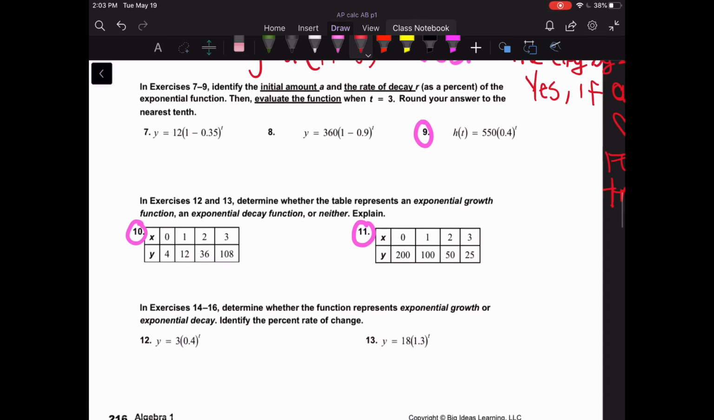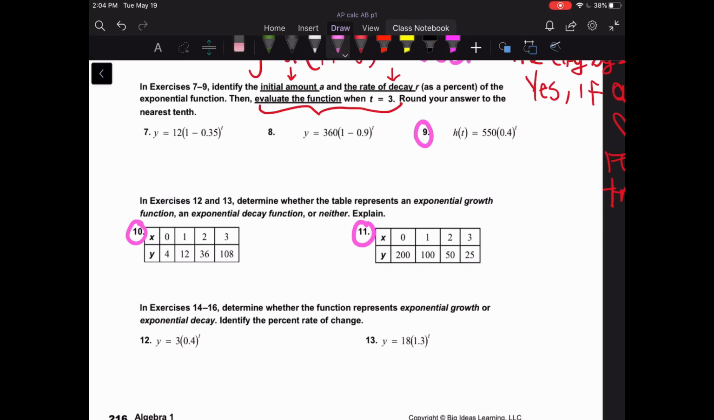All right. I'll do a couple more review problems with you guys. We already learned this, but let's review it. This says find the initial amount and the rate of decay, then evaluate the function when t equals 3. I'm going to at least, so you guys can do this part, evaluate when this t is equal to 3. I'm going to do number 9 and show what the initial amount and the rate of decay is, because I don't see the 1 plus or minus here, so it might trick some of you.